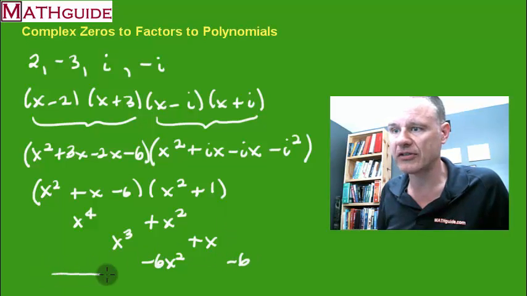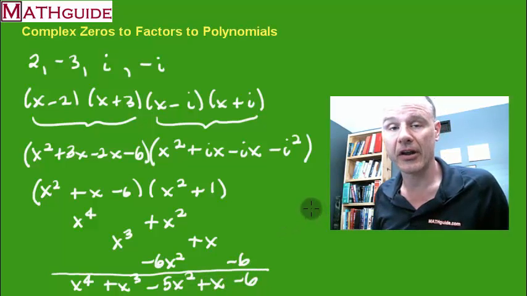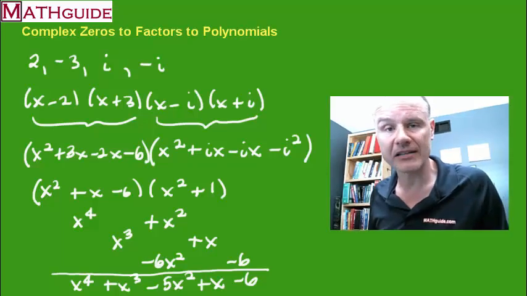Okay, so what I'm going to do now is combine all these together. So I'm going to get x to the 4th plus x cubed minus 5x squared plus x minus 6. There you go. Let's move on to the next example.